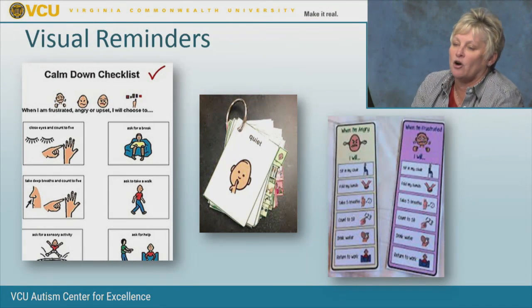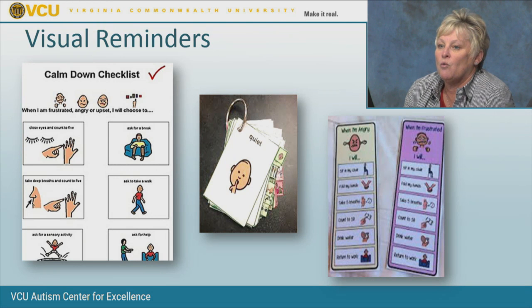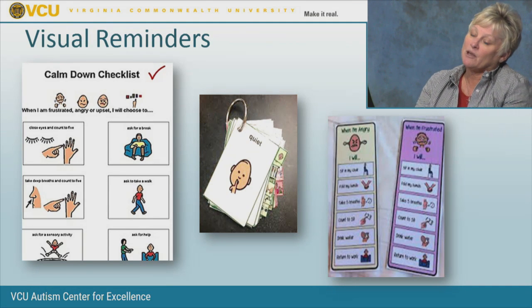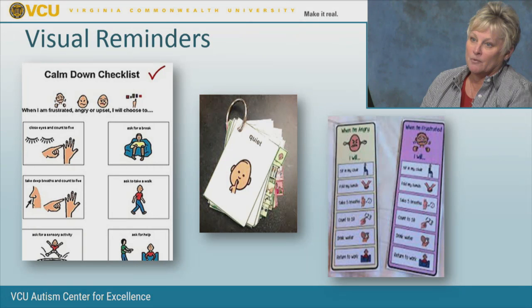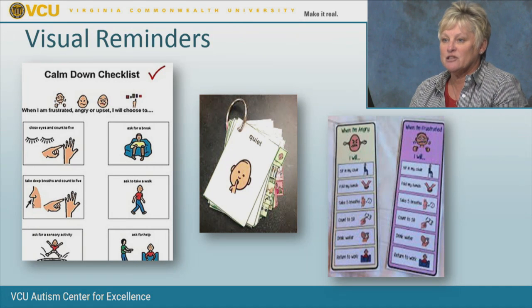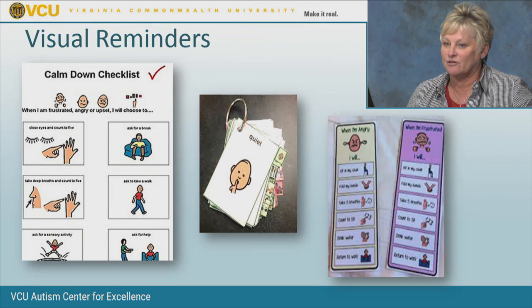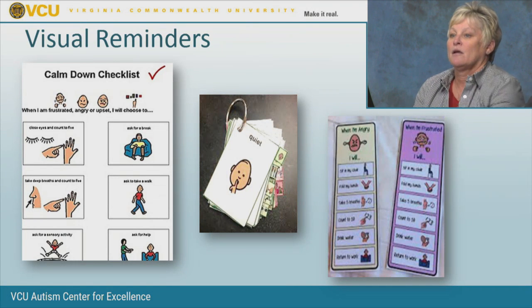Visual reminders are always important. What could the child do to calm down? And we talked earlier about where they are located. This is something that can be located throughout the room so that if a child is having difficulty, we're not asking them to go across the room to access this visual checklist.